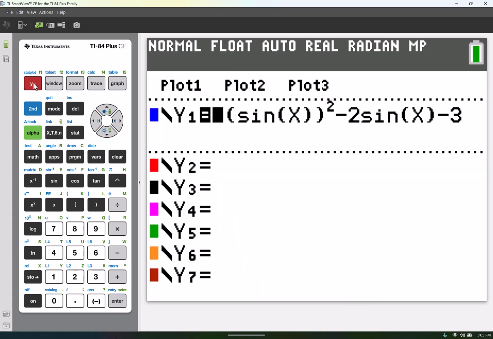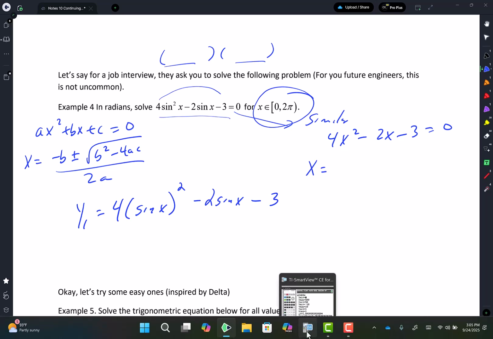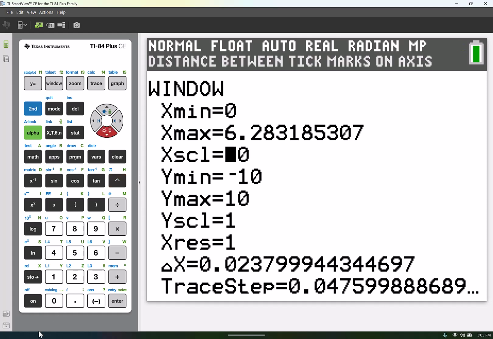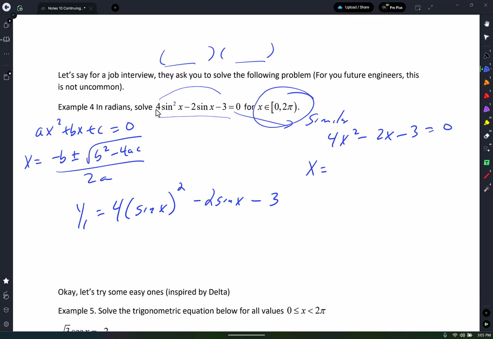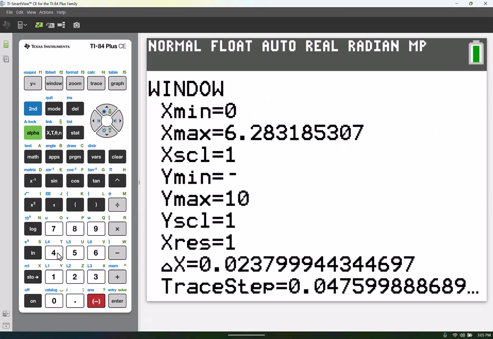Okay, now I'm ready. Go back to y equals. You guys ready? I'm going to click on window. You're only looking between 0 and 2 pi, so I'm going to go 0 and 2 pi. X scale by 1 is fine, or if you want to put pi over 2, that's fine as well. For Y min, you see this 4 in front of this sine squared? I know it's not perfect, but that's kind of like amplitude, so I'm going to go negative 4 and positive 4.